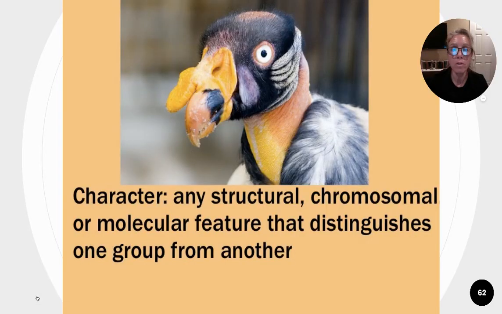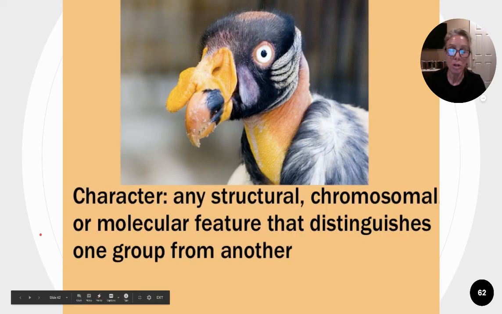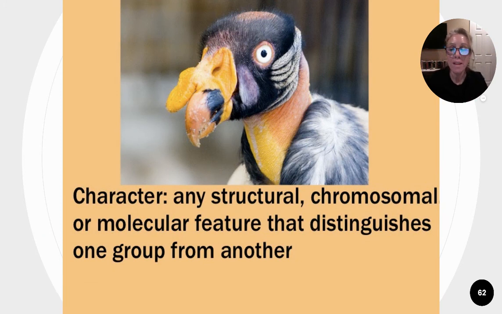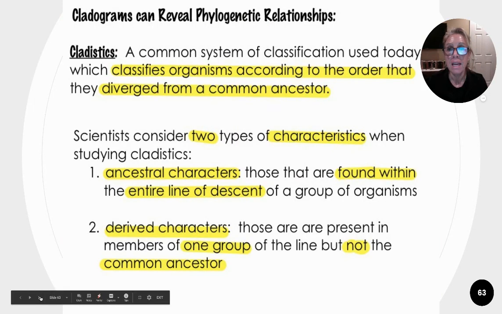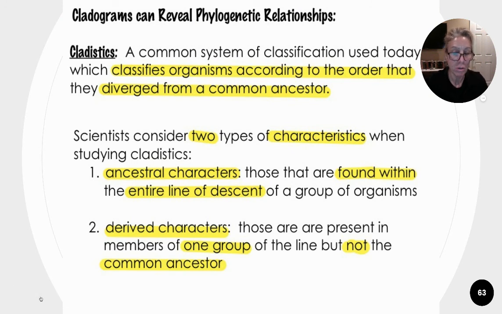So how do you do that? Well, you have to look at characters. A character is any structural, chromosomal, or molecular feature that distinguishes one group from another. So it could be anatomical, but it could also be your biochemistry within your cells. So a cladogram is going to reflect your evolutionary history. So put that in your notes. It reflects the evolutionary history and relationships.